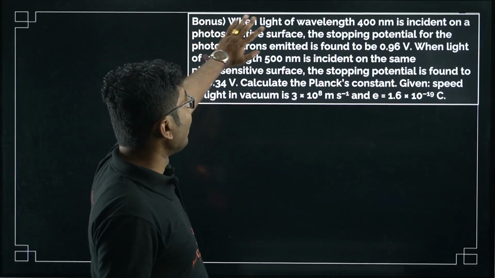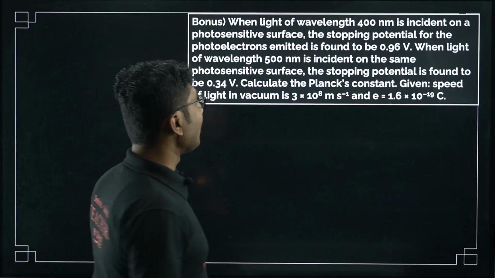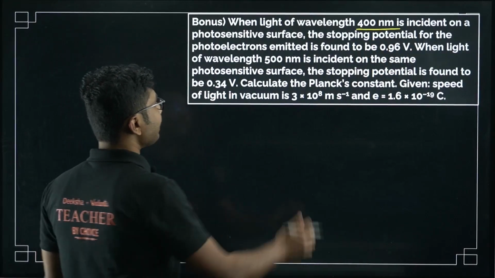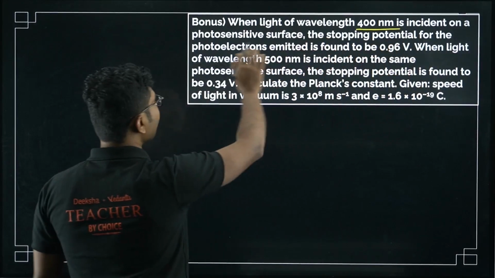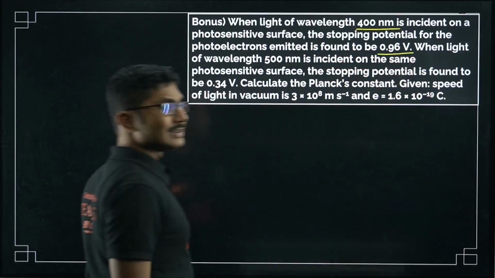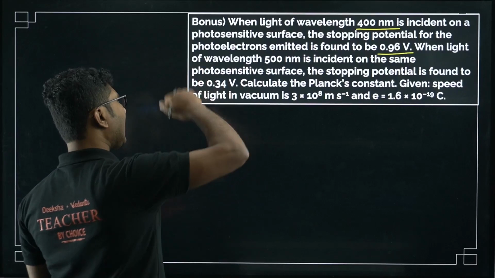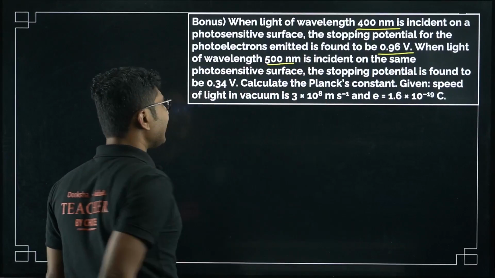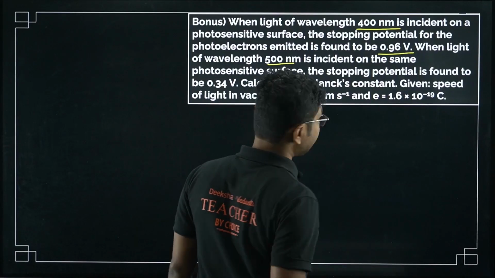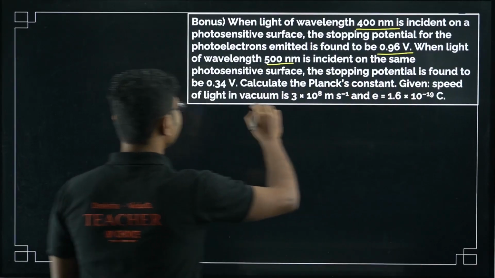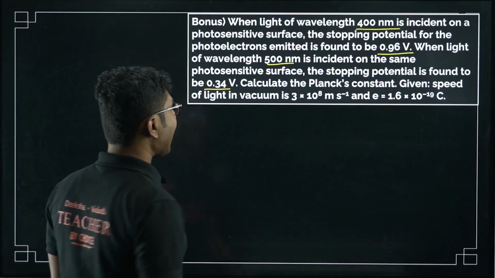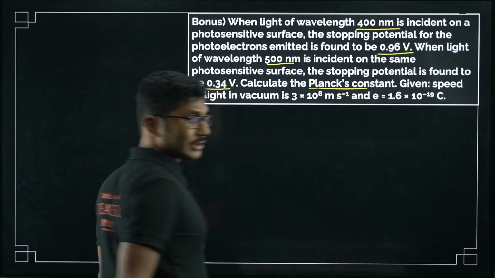So when a light of wavelength 400 nanometer is incident on a photosensitive surface, the stopping potential for the photoelectron emitted is found to be 0.96 volt. When the light of wavelength 500 nanometer is incident on the same photosensitive surface, the stopping potential is found to be 0.34 volt. Calculate the Planck's constant, which is a constant.